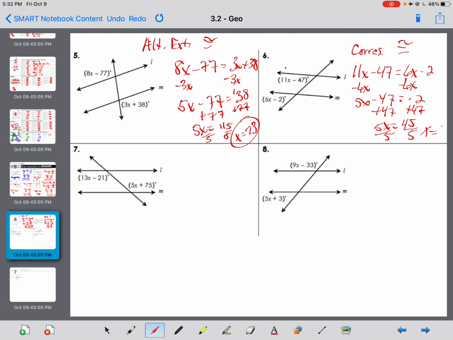Divide by 5. X equals 9. Okay. Give it a pause. Try 7 and 8. Come back. Let's see how it goes.